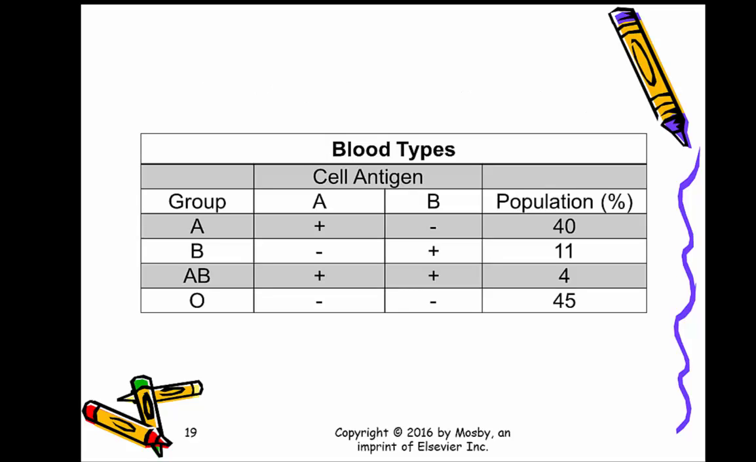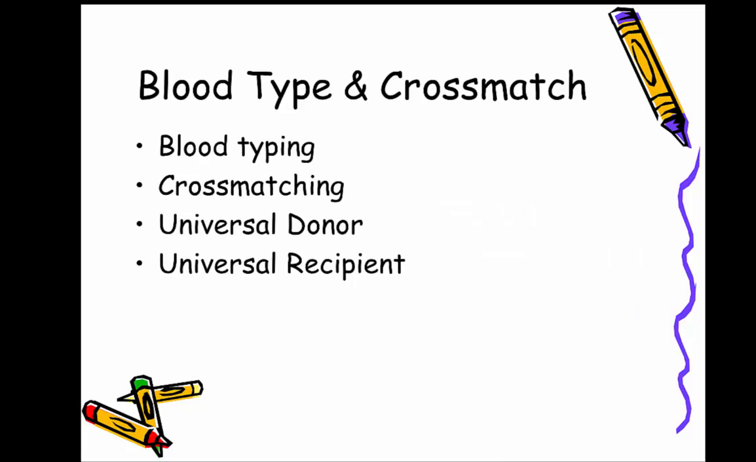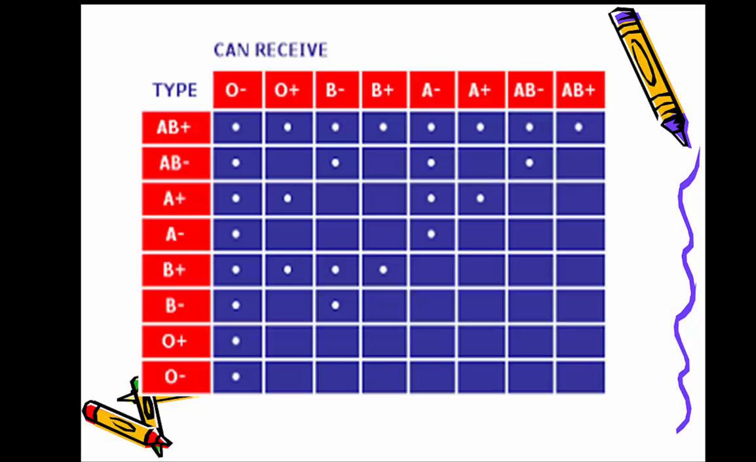This is just another look at how blood types, such as A, B, ABO, break down in terms of the percentage of population. And the plus or minus is their RH factor. So blood type and cross-match. So we're looking at blood typing, cross-matching, universal donors, universal recipient.